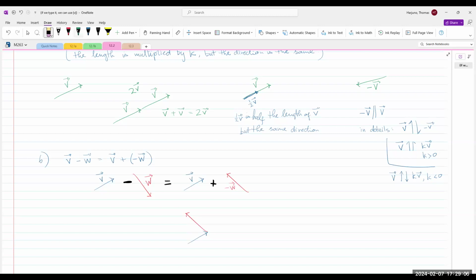Okay, so the resulting factor is this. So this is factor v, this is factor negative w, and this is v minus w.